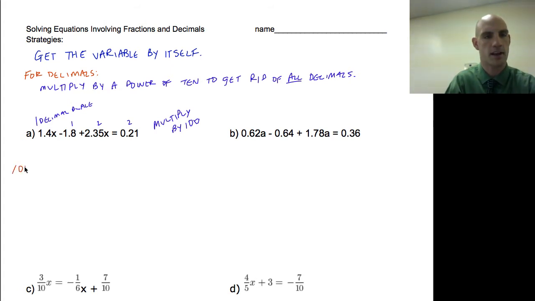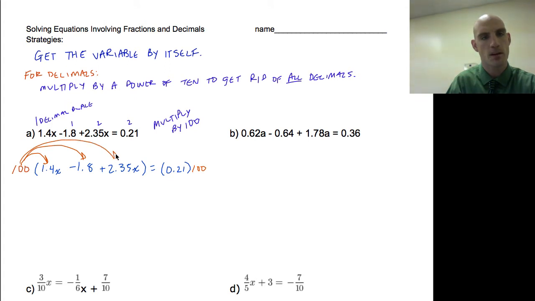And so what I'm going to do is I'm going to lay this out kind of this way. 100 times 1.4x minus 1.8 plus 2.35x equals 0.21, and I'm multiplying that side by 100 also, because remember, I must do the same thing to both sides. So what happens when I do this? I'll use a little bit of distributive property here, and you're going to see a couple of things happen that are really actually pretty cool.